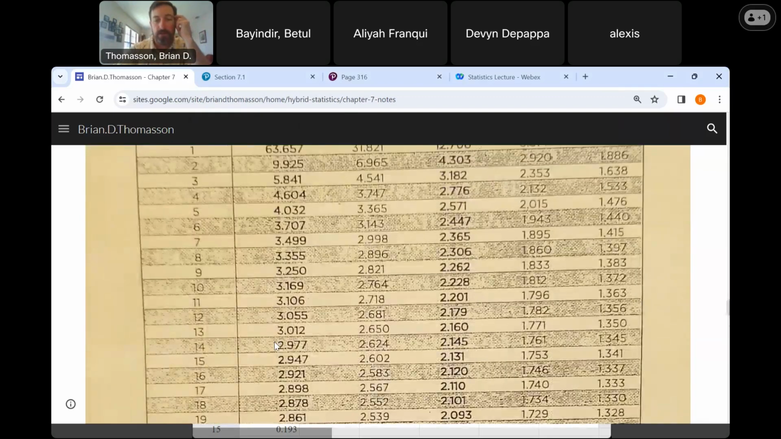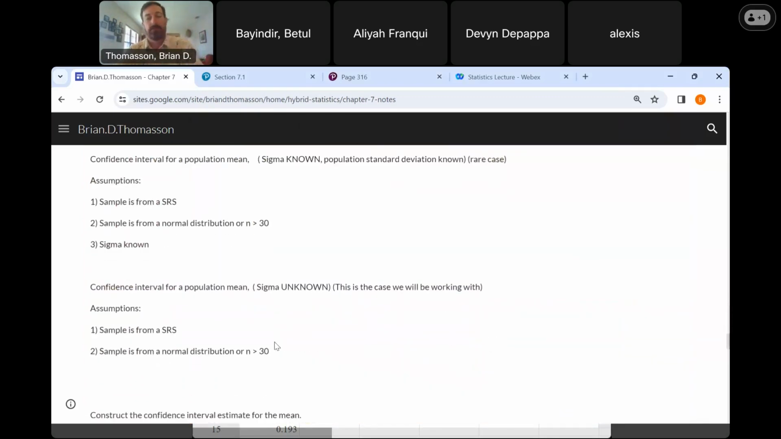Okay, so now we have that. All right, now let's go to finding confidence intervals. Again, this is going to be very, very similar to before. Now we have two cases here: one where sigma is known, and one where sigma is unknown. So let's talk about this first one. This is more of a theory-based deal. So we're trying to find the confidence interval for the population mean.